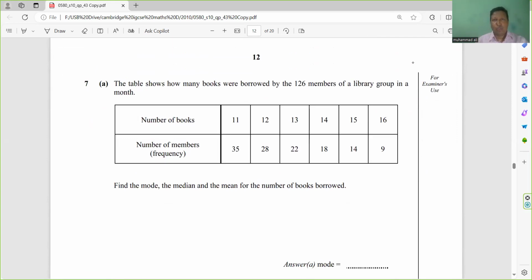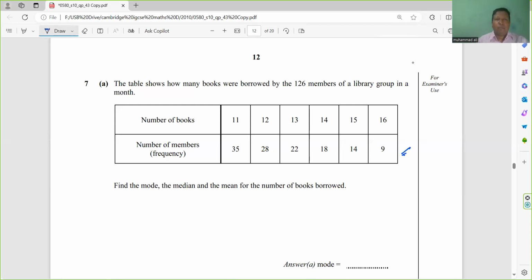The table shows how many books were borrowed by the 126 members of a library group in a month. Number of books 11, number of members, frequency, that is 35. 11 books borrowed by 35 members, 12 books borrowed by 28 members, 13 books borrowed by 22 members, 14 books borrowed by 18 members, and 15 books borrowed by 14 members. So these are the frequency.